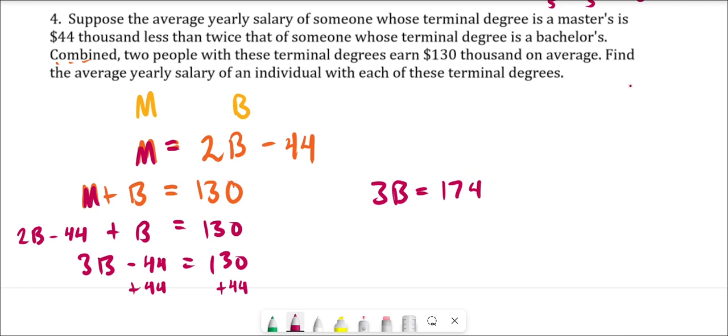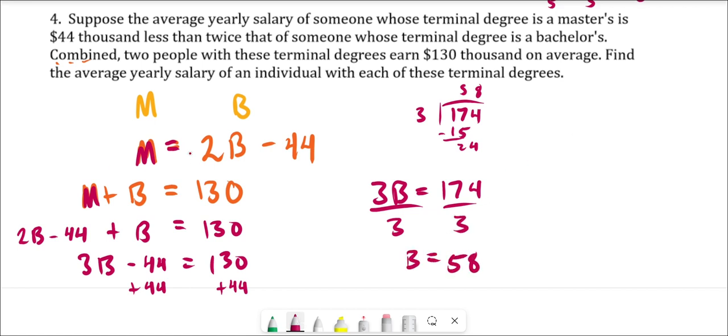Does 3 go into 174? It surely does. 174 divided by 3, putting this in 5 times, right? We get 15. Taking the difference, we get 24, and that goes in 8 times. So dividing both sides by 3, we wind up with b being equal to 58.